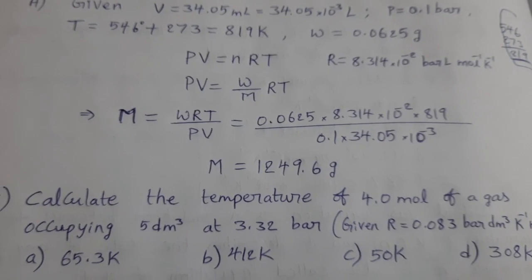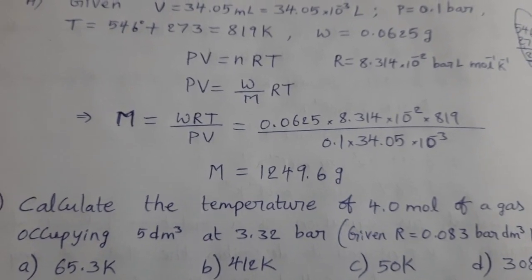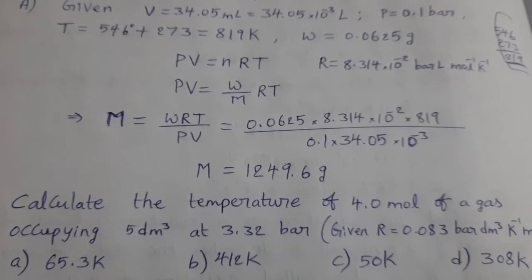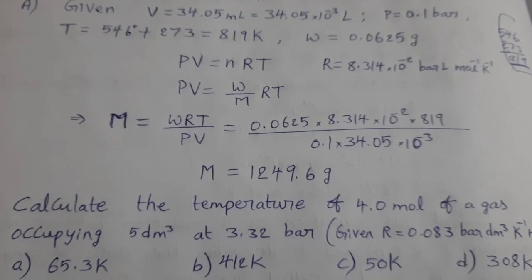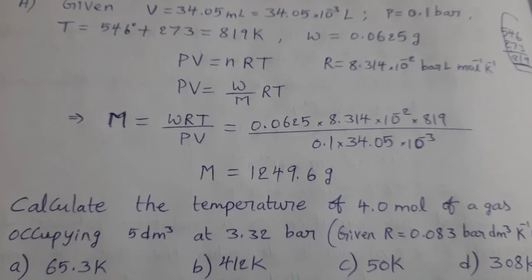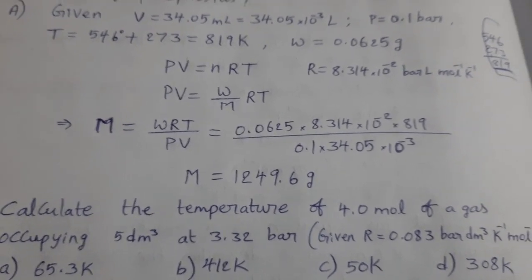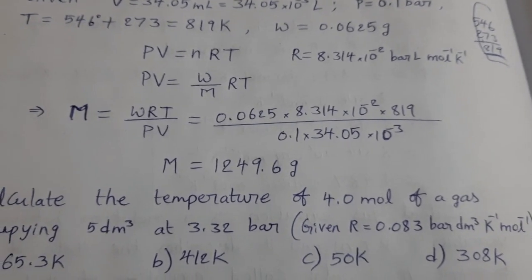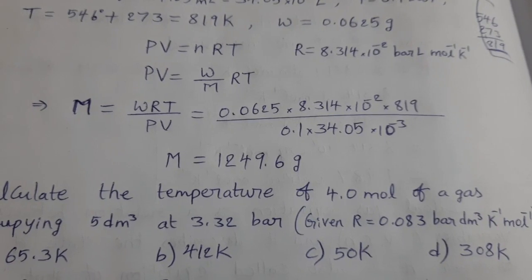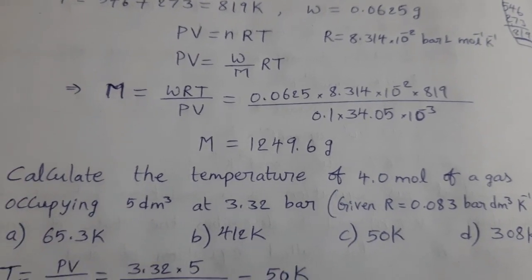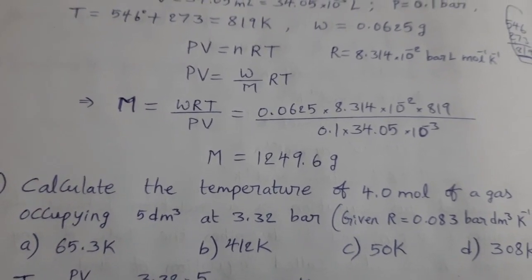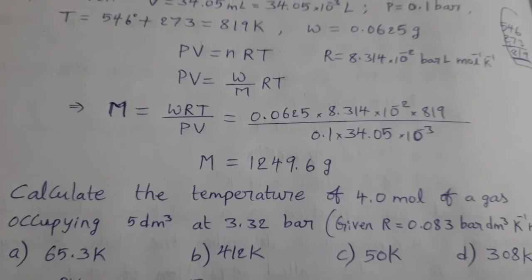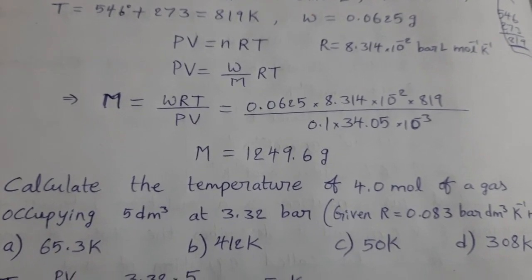Next, calculate the temperature of 4.0 moles of a gas occupying 5 decimeter cube at 3.32 bar. Given R equal to 0.083 bar decimeter cube Kelvin^-1 mole^-1. Okay, pressure is given, volume, number of moles; temperature we should find out.